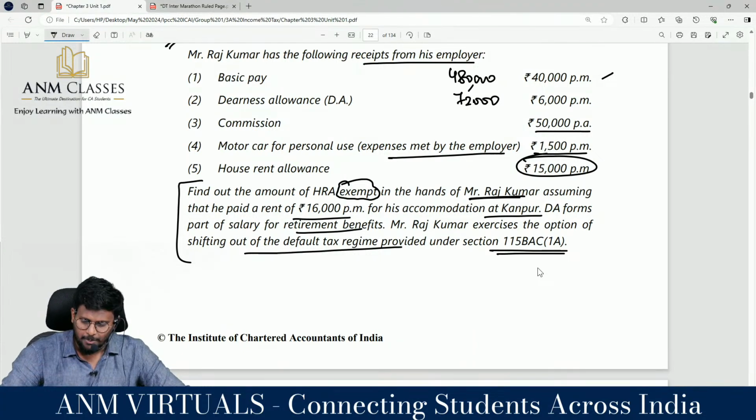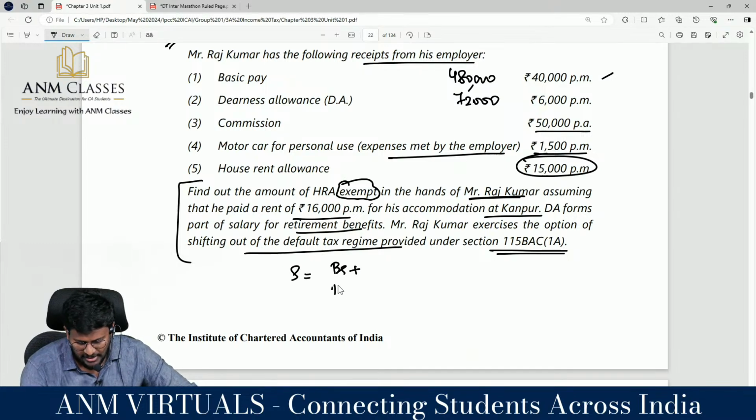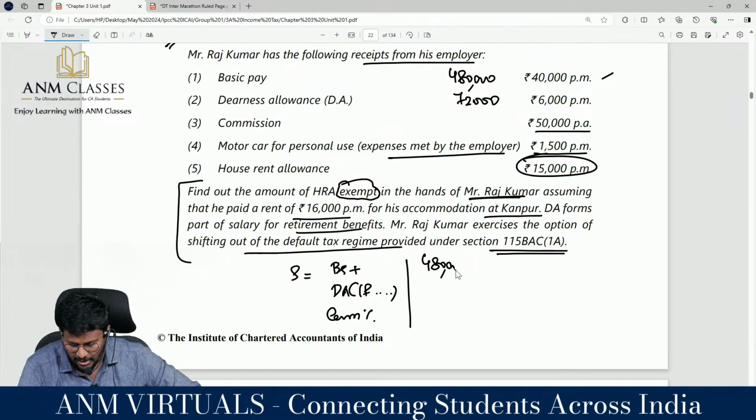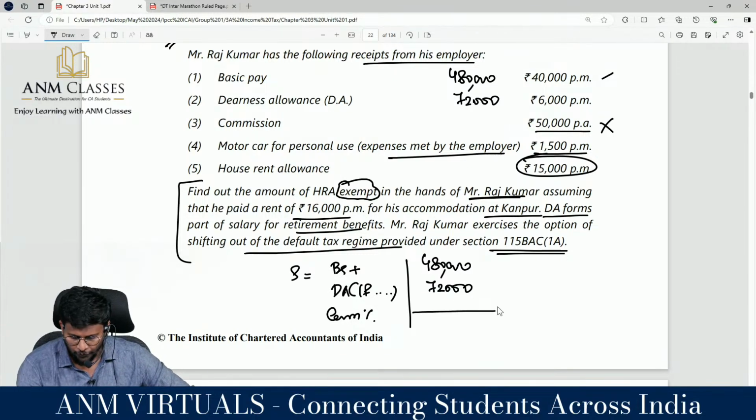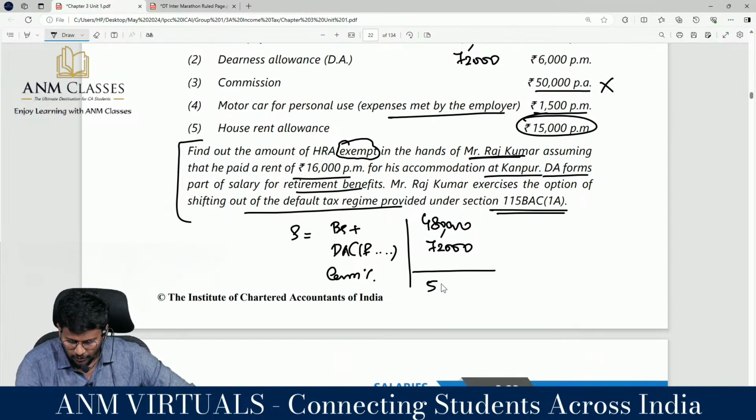Sir, we know that rent paid in excess of 10% of salary. What is the definition of salary? Salary is equal to basic salary plus DA, if provided in terms of employment, plus commission as a fixed percentage of turnover. Is DA part of retirement benefits? Yes, the question says DA forms part of salary for retirement benefits. Comes to how much? So 4 lakh 80 plus 72 is 5 lakh. What percent of this?